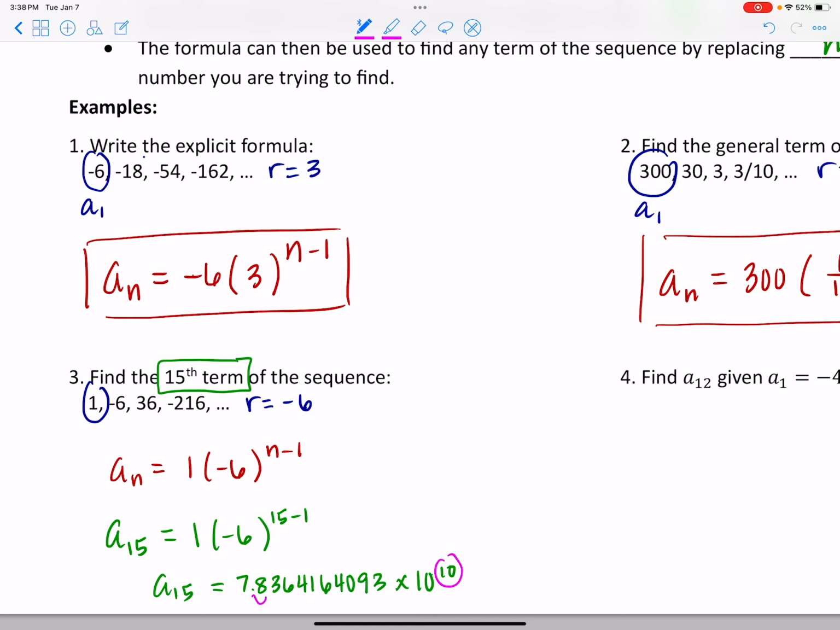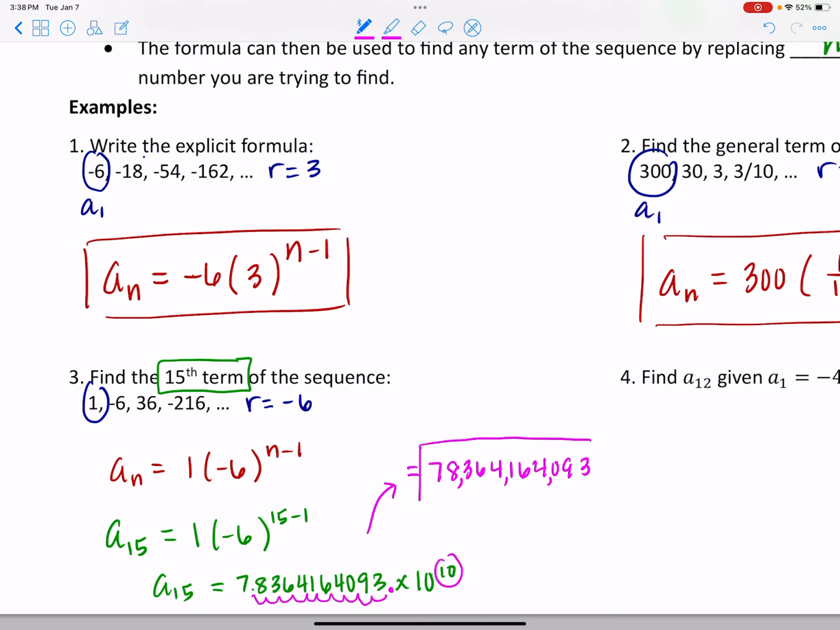So we got 1, 2, 3, 4, 5, 6, 7, 8, 9, 10, which is silly, makes the decimal land there, which means our 15th number is actually going to be 7, 8, 3, 6, 4, 1, 6, 4, 0, 9, 3, without the decimal. Now let me put some commas in so I can try to read this. 78,364,164,093. That's the 15th number on this list.